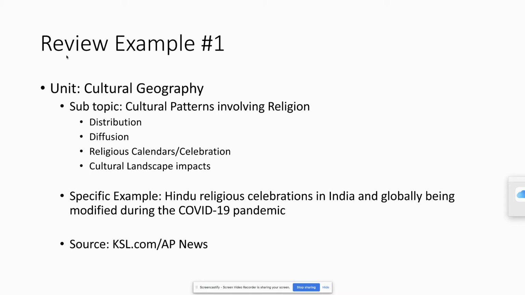So our specific example is simply an article I found in KSL. I think it was like a week or two ago now, but it's about the Hindu faith and some specific religious celebrations, very important, but they're being impacted by the interventions for the COVID-19 pandemic. So let's take a look.